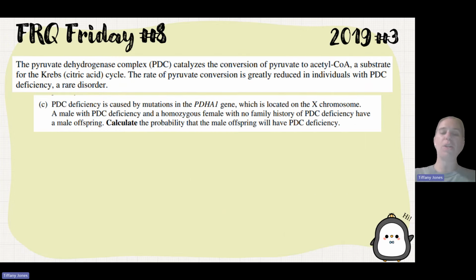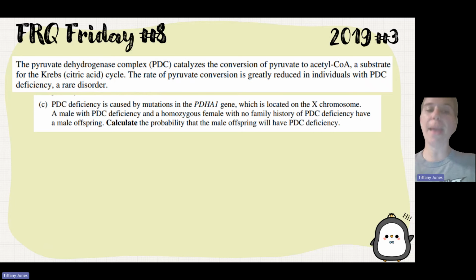And the last part of this question: the PDC deficiency is caused by a mutation in a gene located on the X chromosome. A male with a deficiency and a homozygous female with no family history have a male offspring. We have to calculate the probability that the male offspring will have a PDC deficiency. Well, the first thing we need to think about is what it means to be on an X chromosome. That's called sex linked. So it's going to be found on the X chromosome, and the male is your XY individual and your female is your XX individual.